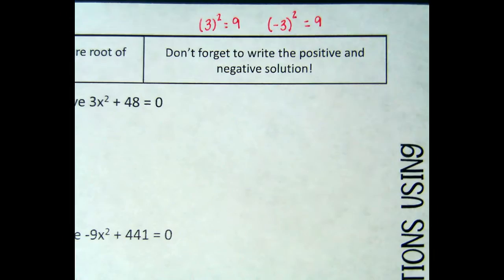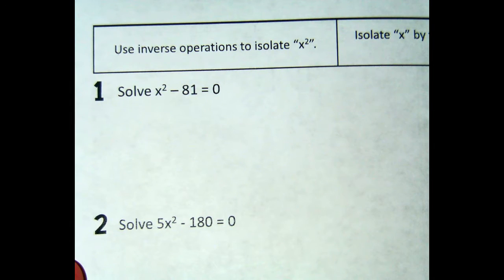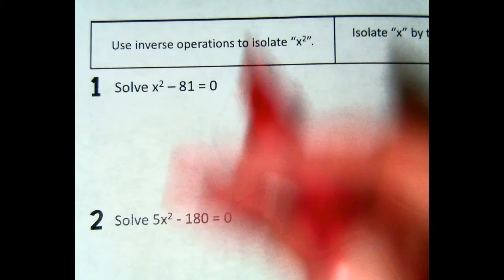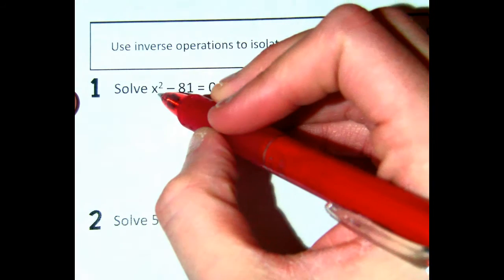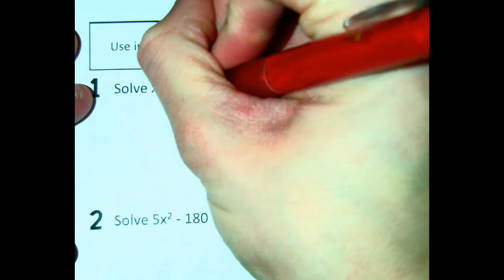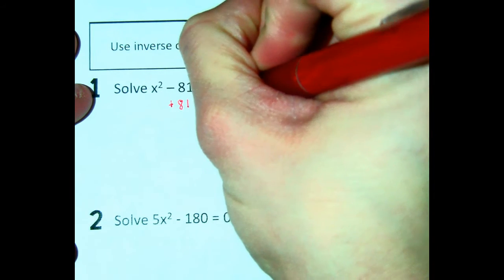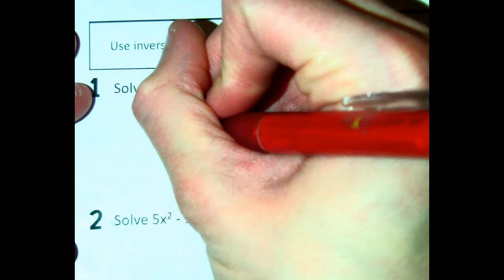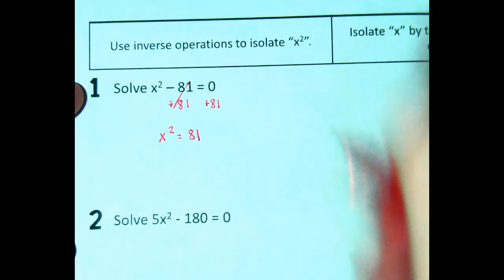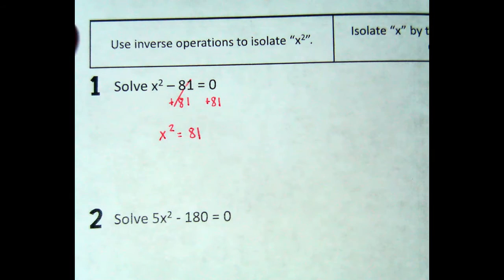Alright, number 1, it says the first step of this is to use inverse operations to isolate x squared. So here's x squared. What are we going to need to do to get that by itself? Add 81, okay? So x squared equals what? 0 plus 81? 81. Okay, step 1 is use inverse operations to isolate x squared.